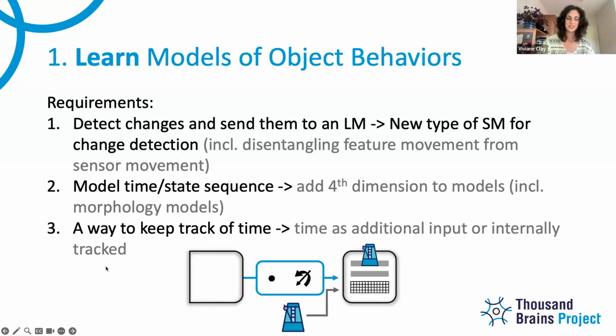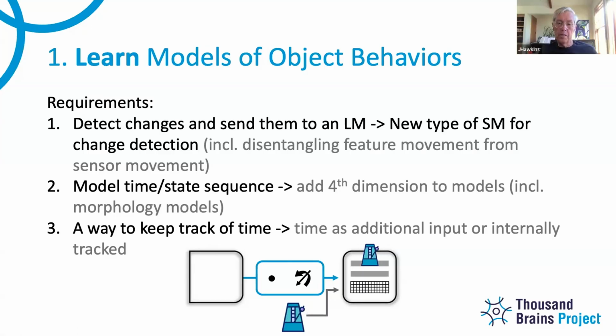So the third requirement for learning these models is a way to keep track of time. Everything that's gray here are things I'll come back to in the open questions, or we can discuss now. One question here would be, if time is an additional input to the learning module, is it from a global clock, or does each learning module itself have some kind of internal clock that ticks and that it can use to transition through the different states in the model? Jeff, do you have a strong opinion on that? I think definitely it's external.